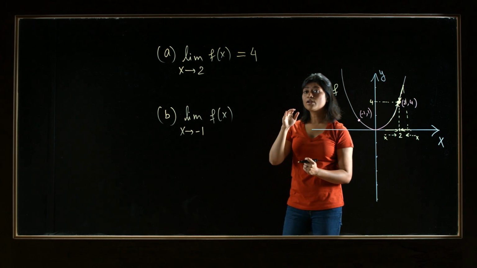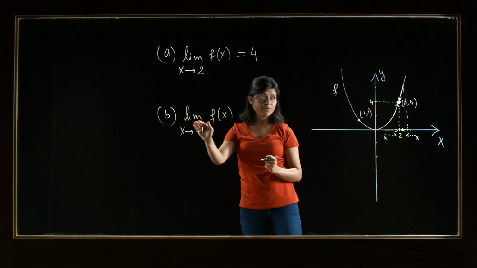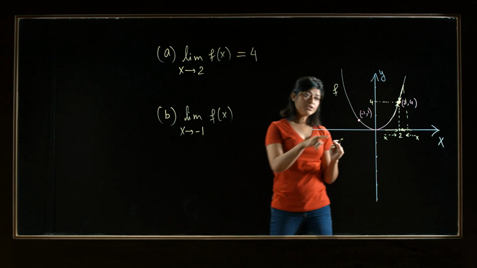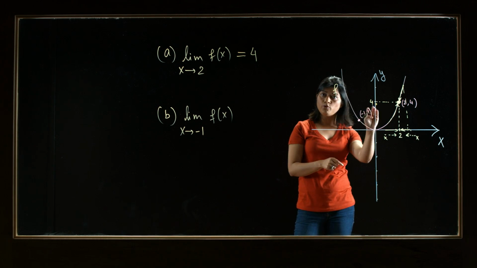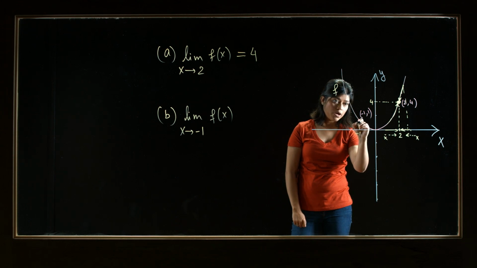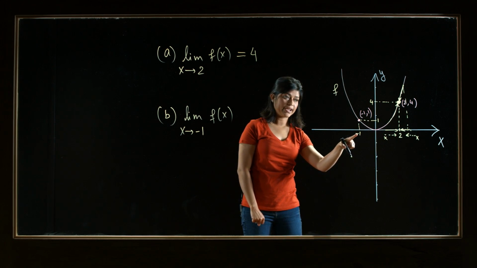Okay, so let's do that one more time for the second problem. Now we have to figure out the limit of this function as x is approaching -1. And notice in the graph we do have a point given, and the point is (-1, 1). So the y value is 1, the x value is -1.